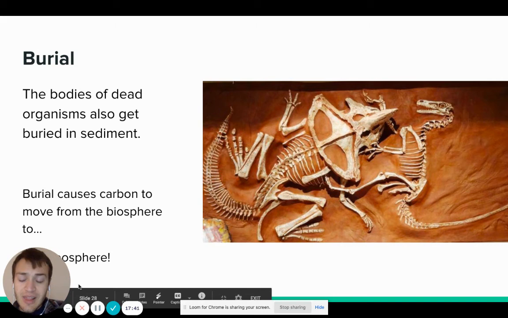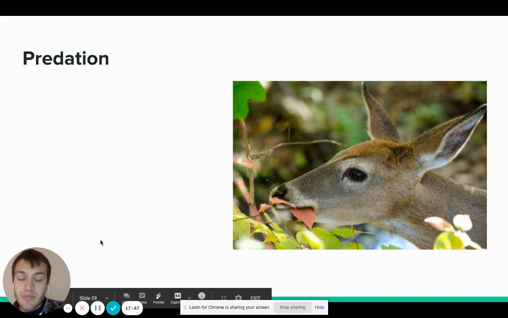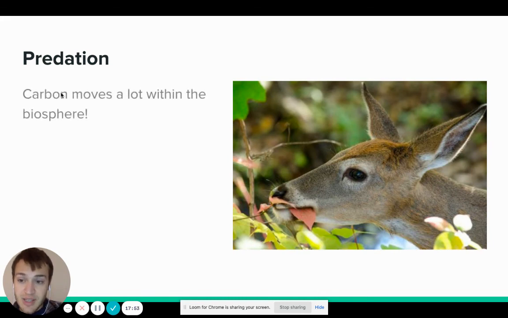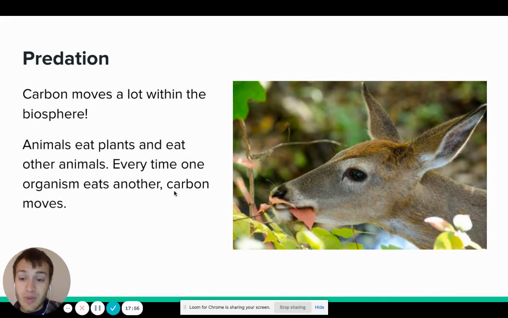All right. And then there's one last little thing that I have to mention about the biosphere, and that is that carbon actually moves around in the biosphere a lot, and that's through predation. So, whenever an animal eats a plant or an animal eats another animal, they're taking energy from their food. They're also taking carbon from their food. So when this deer eats the leaf, all the energy in that leaf is going to the deer, but also all the carbon in that leaf is also going to the deer. And so because animals are constantly eating other things, the carbon moves around a lot within the biosphere.